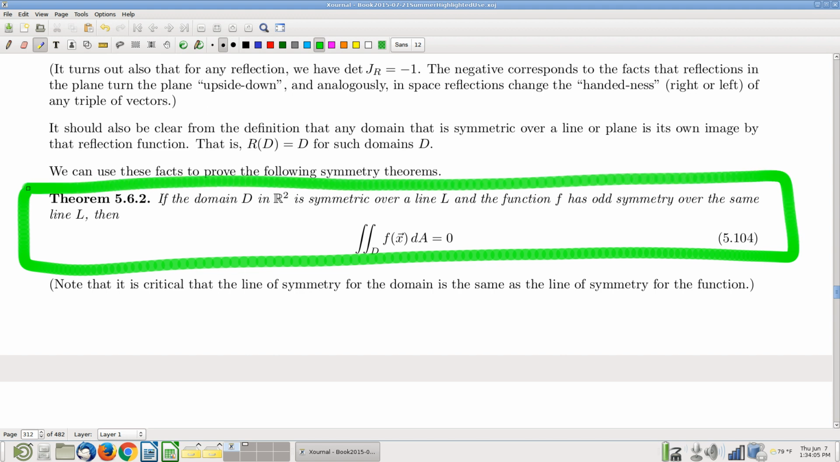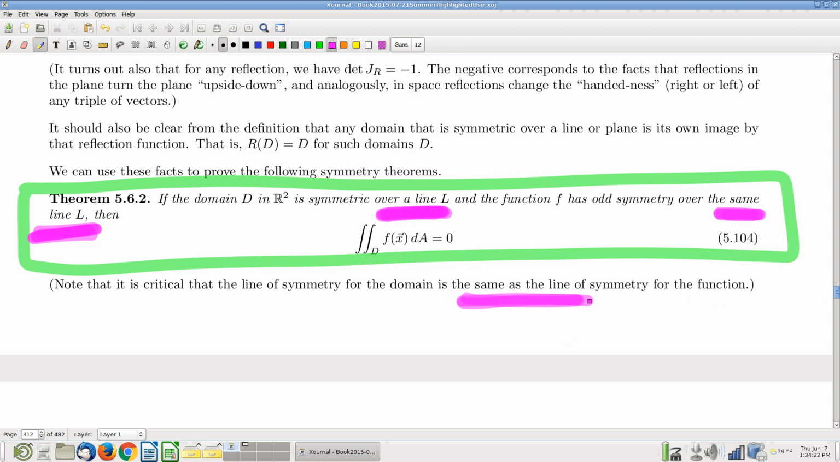The dangerous landmine hidden in this statement: the domain is symmetric over a line, and the function has odd symmetry over the same line. Right? It's got to be the same line. The line of symmetry of the function, the line of symmetry of the domain, it's got to be the same line. If they're different lines, it doesn't work.